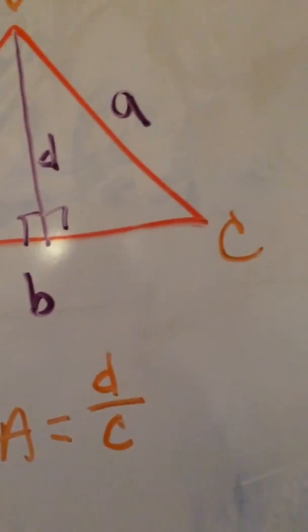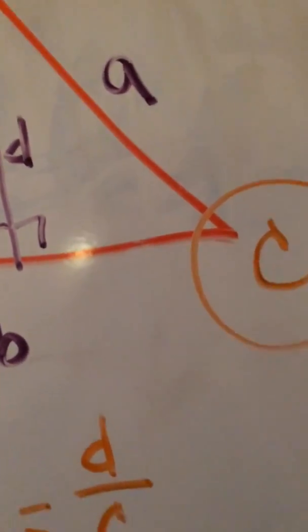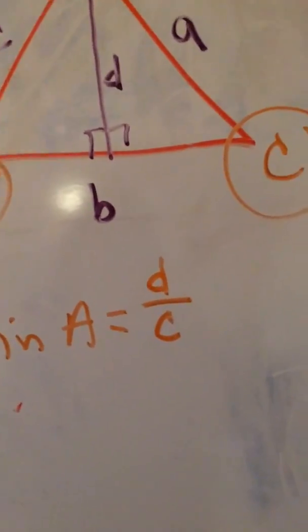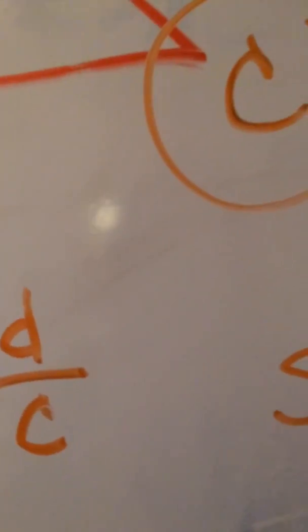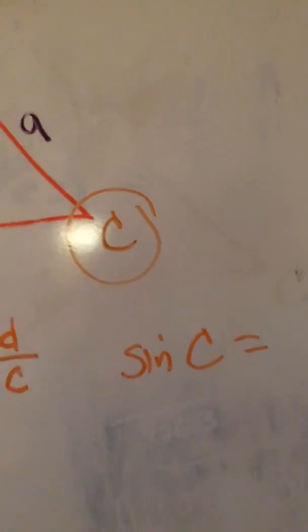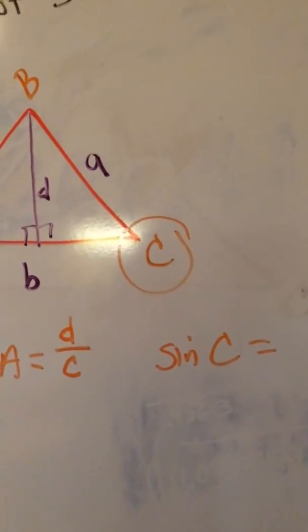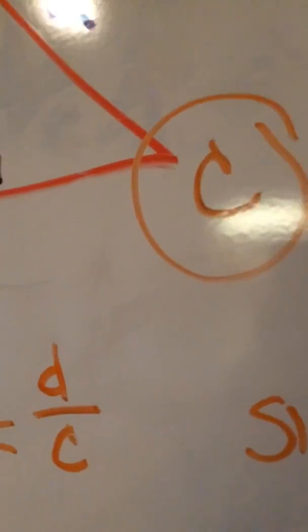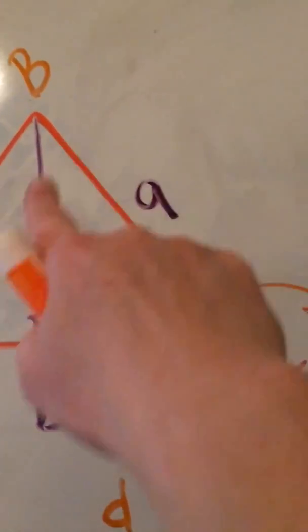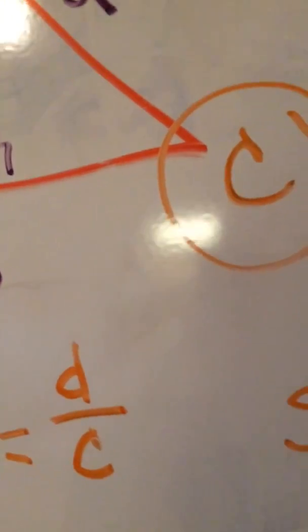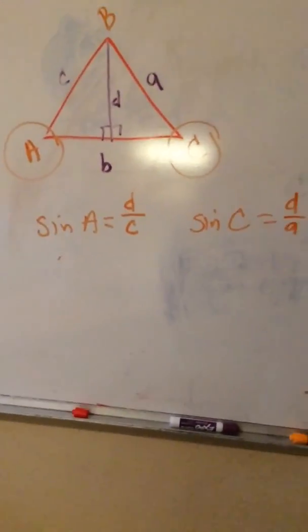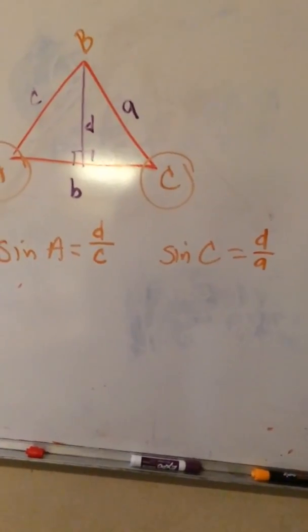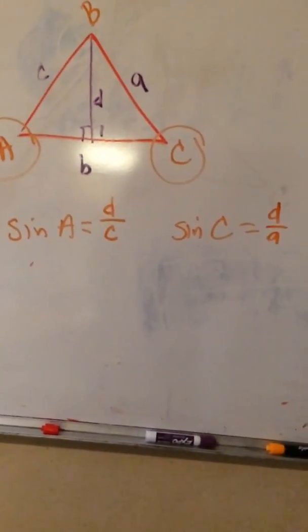Now, what if I wanted to find the sine of C? Just for kicks. The sine of C is opposite over hypotenuse. Opposite C is still my little d, and the hypotenuse in this triangle is little a. All right, so I got these two ratios. The sine of A is d over c. The sine of C is d over a.